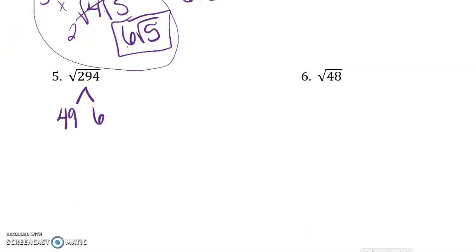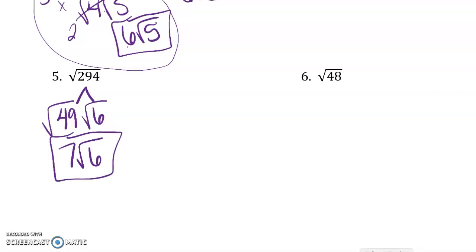All right, 49 times 6. Square root, square root. Square root of 49 is 7. Square root of 6 stays. There's your final answer.